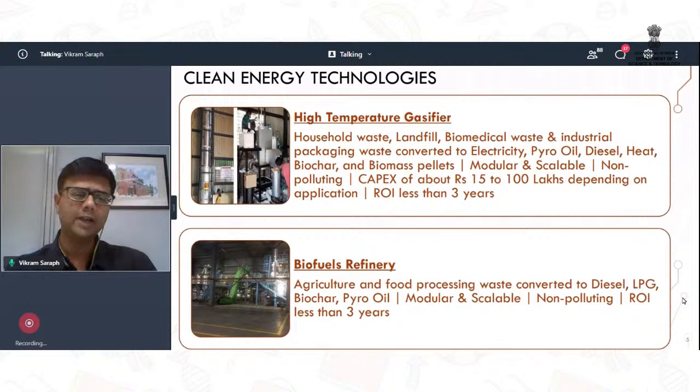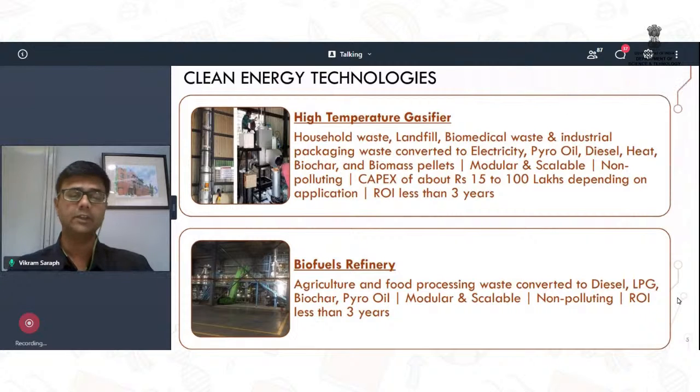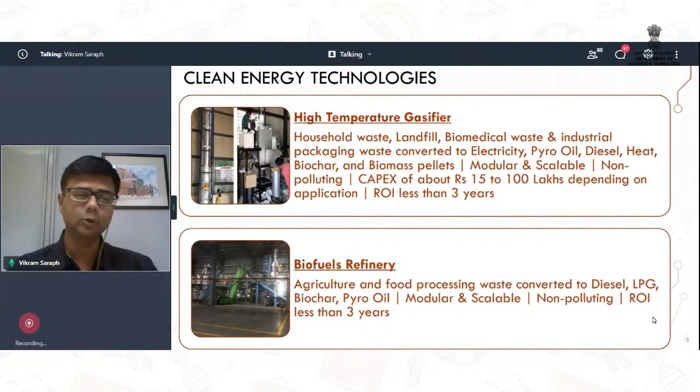We also have a biofuels refinery. We have now commercially viable scale of 150,000 liters per month. These are very easy to operate and establish, and they basically take agricultural and food processing waste like paddy straw, rice husk, and a lot of other post-harvest waste, which can be converted into diesel. So diesel, not biodiesel, but actual diesel. And again, this is a non-polluting technology and very affordable as well. Can you next slide, please?